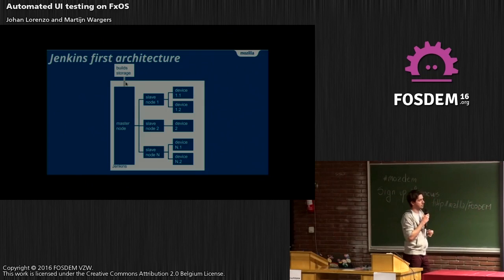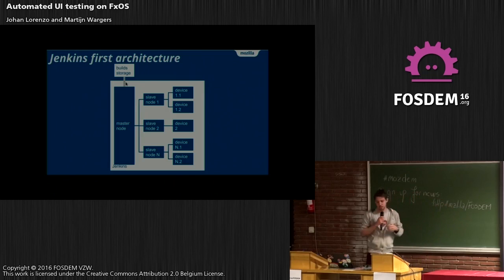So we have about 25 slave nodes, and on each of them are attached either one or two devices. In our lab we have a pile of Mac Minis, where on every Mac Mini we have one or two phones plugged in. On the slave node, exactly the same thing happens as if you were on your computer.